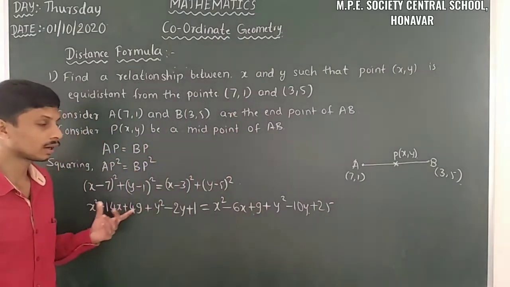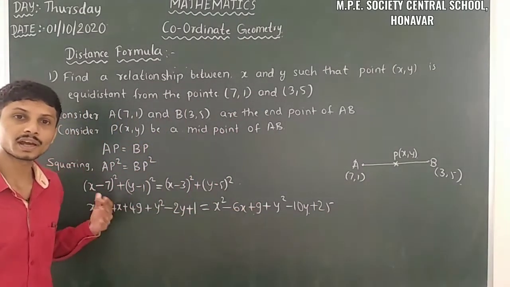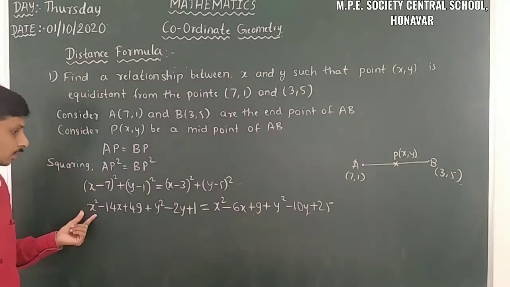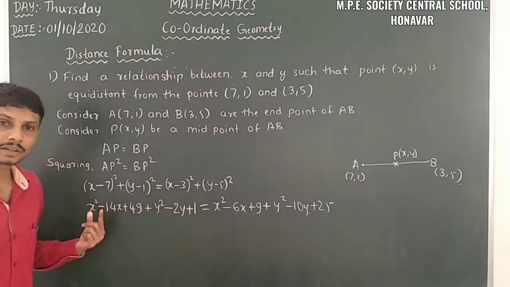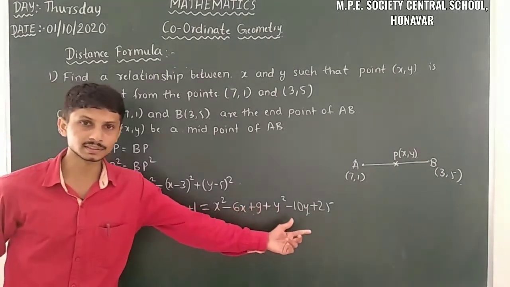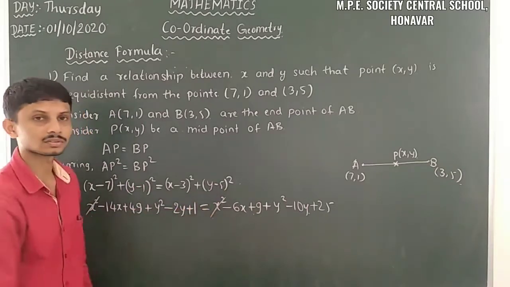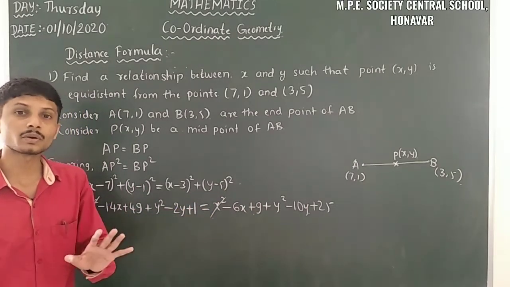So here you have to take like this. After that you have to transpose all the things into one side. So just observe, here x square is there, here x square is there. When we transpose this x square to the RHS side, it becomes minus x square. So that's why we can easily cancel out these two. So you must be aware of the sign here.